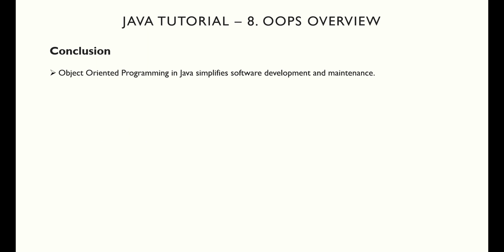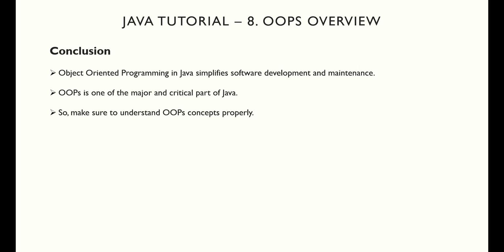Object-oriented programming in Java simplifies software development and maintenance. OOPS concepts help us to resolve real-world problems, enhance features, and write flexible, efficient, and reusable code. It provides security and flexibility. OOPS is one of the major and critical parts of Java. You must be familiar and well versed about OOPS in Java in order to write quality code. In any interview related to Java, the probability of a question being asked on OOPS is 99%. So make sure to understand OOPS concepts properly.